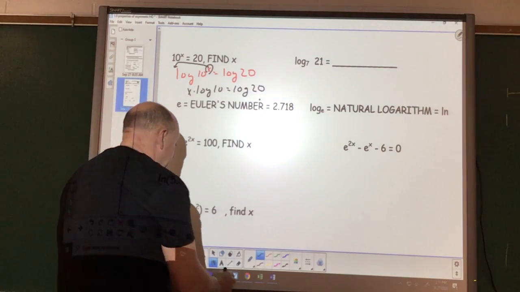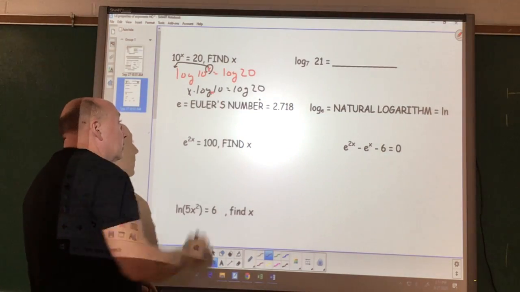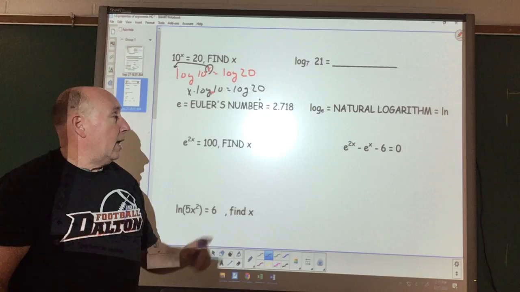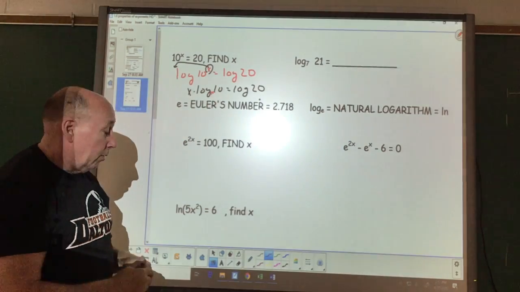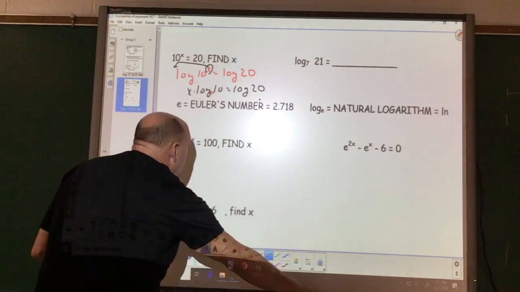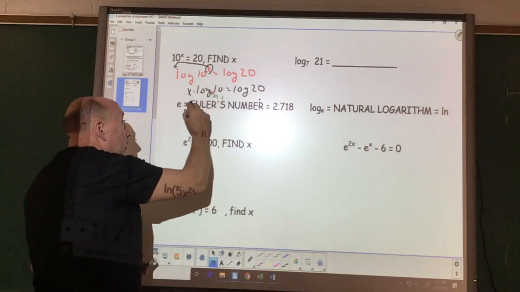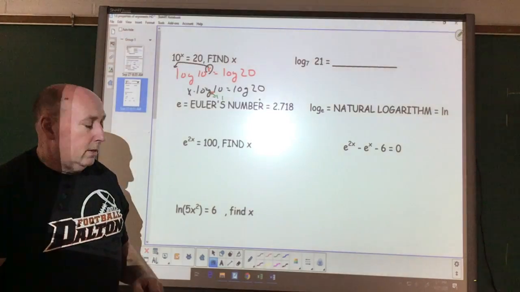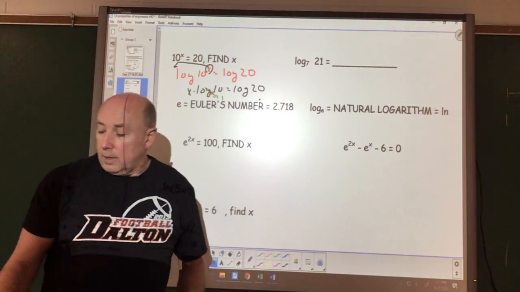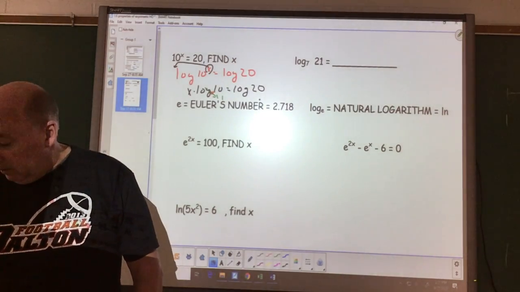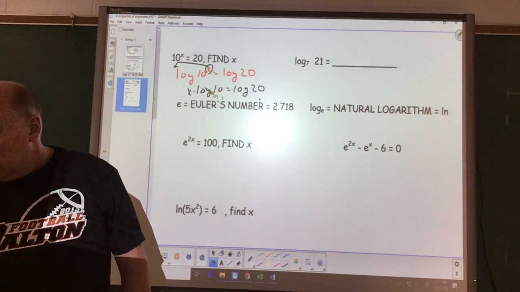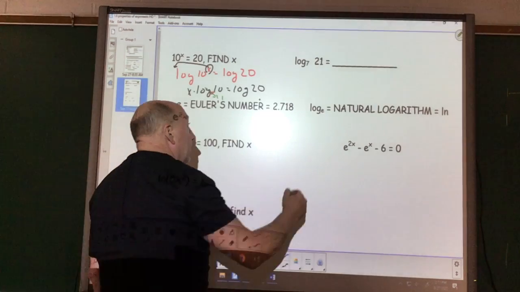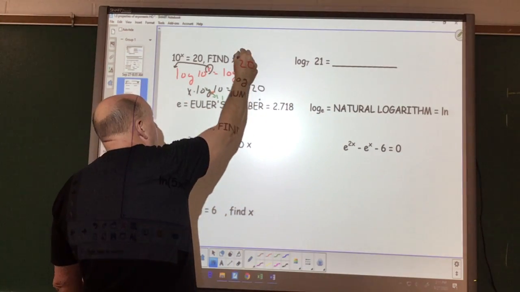Well, if this is the common log, that's log base 10 of 10. If these two values are the same, it should equal a value of 1. So this should go to a value of 1. So I'm just taking the log of 20. Clickety-clacking through the calculator. Log of 20, we get 1.301.